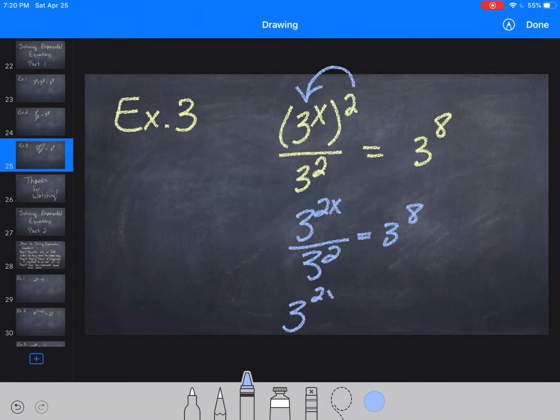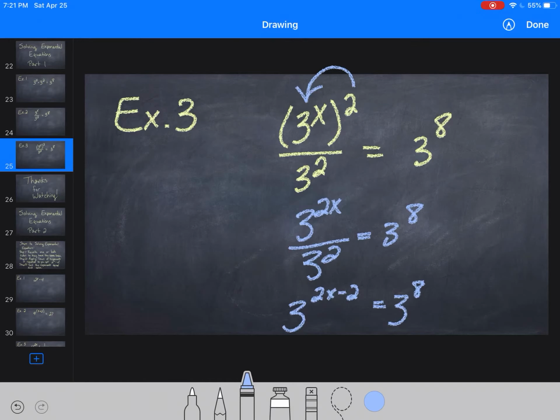Well, now I can apply my exponent rules again. Whenever we're dividing with the same base, we can go ahead and subtract our exponents. I end up with 3 to the 2x minus 2. Remember, it's always the top exponent minus the bottom exponent, and it's equal to 3 to the 8th.